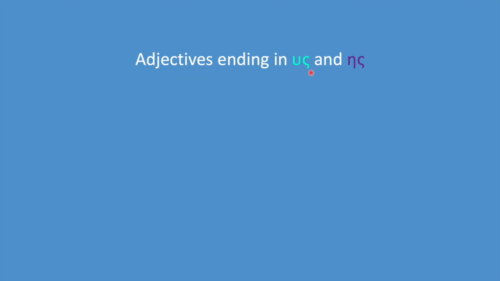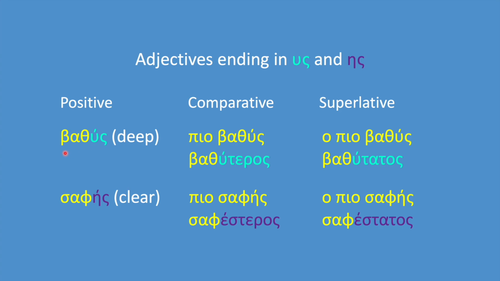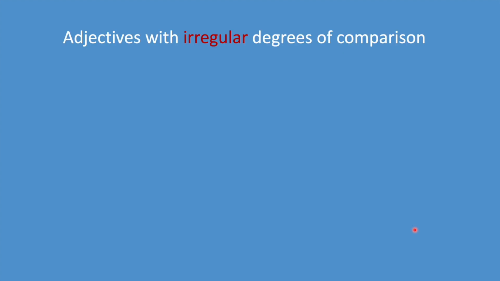Adjectives ending in is with y and is with ita form the comparative and superlative a little differently. Let's take, for example, the adjective βαθύς, which means deep, βαθύτερος, βαθύτατος. This y is preserved in the comparative and the superlative. And safis with ita, which means clear, forms the comparative in esteros, safesteros, and the superlative safestatos.